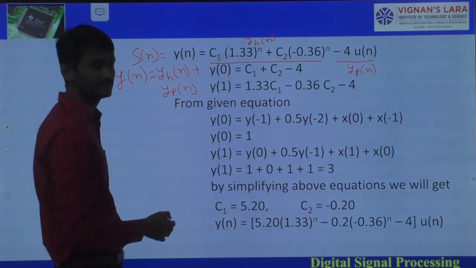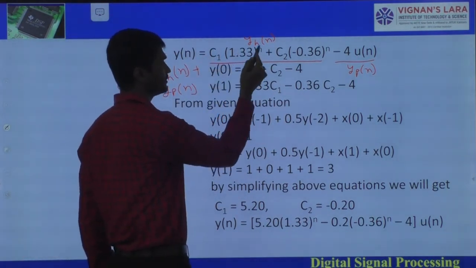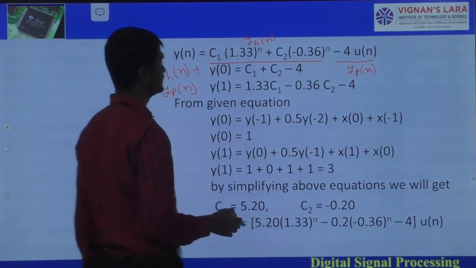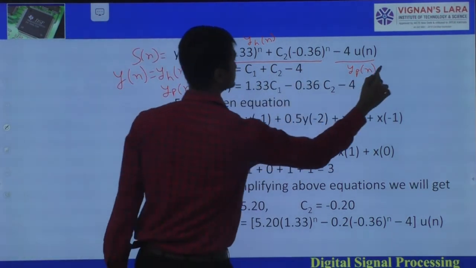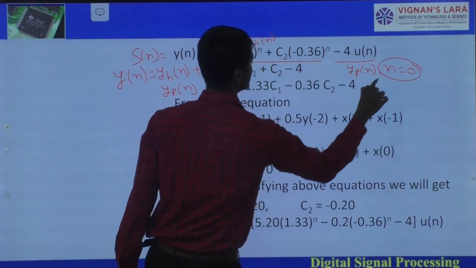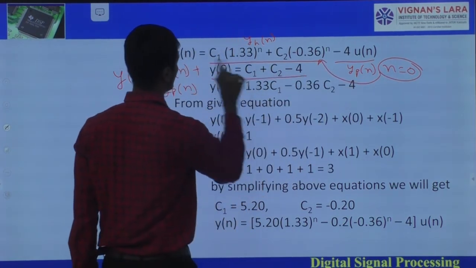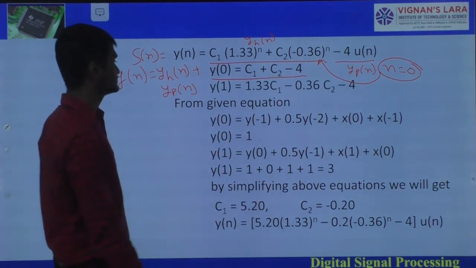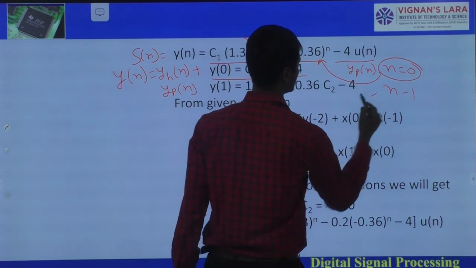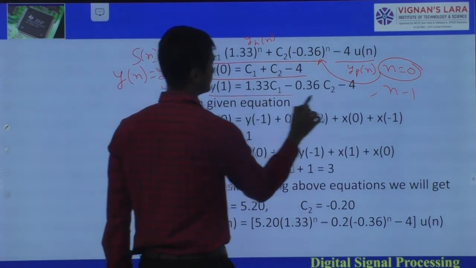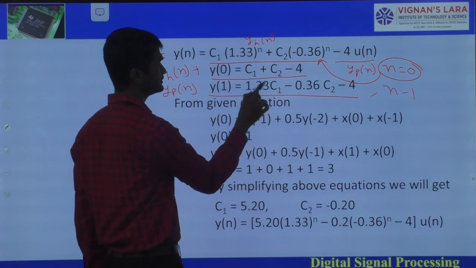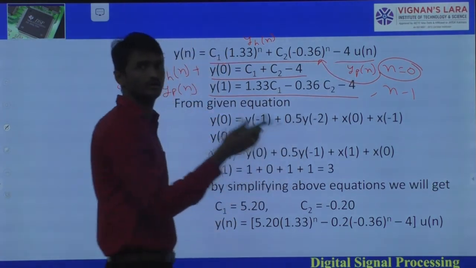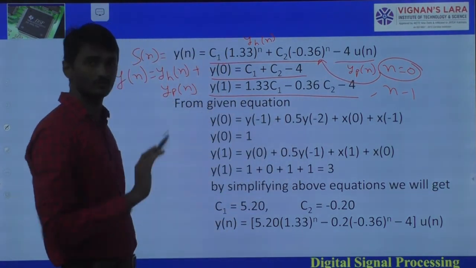s[n] is equal to y[n] is equal to C1 into 1.33 power n plus C2 into minus 0.36 power n minus 4 into u[n]. Now apply n equals 0 in this equation. Then you get y[0] is equal to C1 plus C2 minus 4. Similarly, n equals 1 gives y[1] equal to 1.33 C1 minus 0.36 C2 minus 4, because u[0], u[1], u[2], and so on are all 1 only.